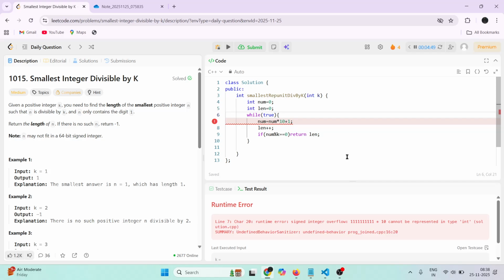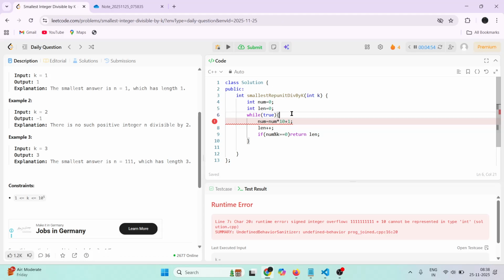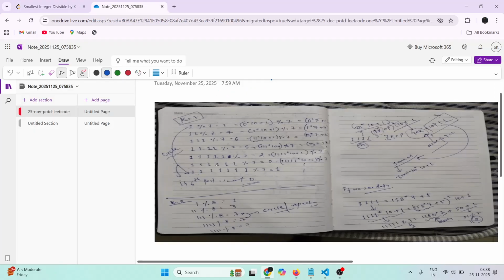I will take an example, and for that example I have written some things from which I am going to explain, so that you have a better idea. Now suppose k is 7. We go 1, 11, 111, 1111, 11111, in this way. And I have also calculated the modulus of 7, which gives 1, 4, 6, 5, and these are the modulus values.